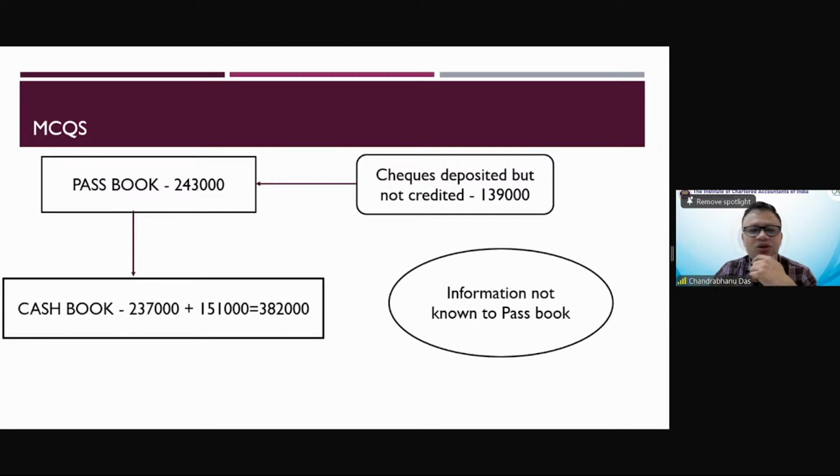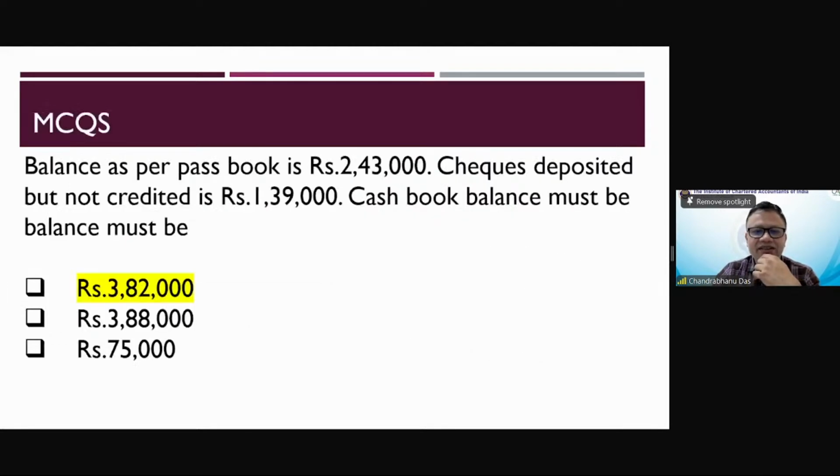So here the information is not known to passbook. So cash book 2,37,000 and 1,51,000, it will be added up and you get. Here also, you can see that the balance is passbook given, checks deposited but not credited is 1,39,000, and you can see that I have highlighted it as 3,82,000.